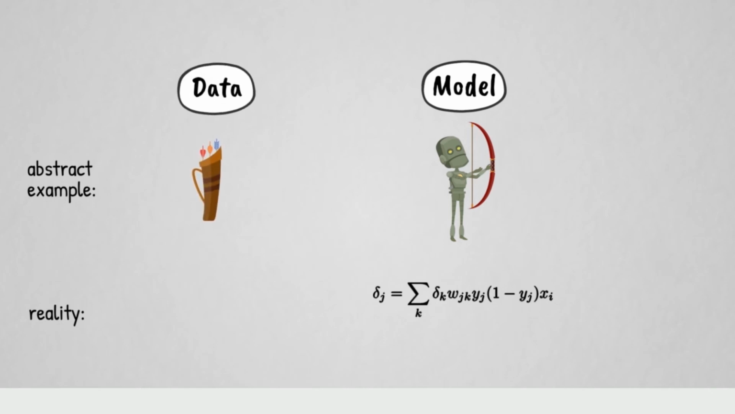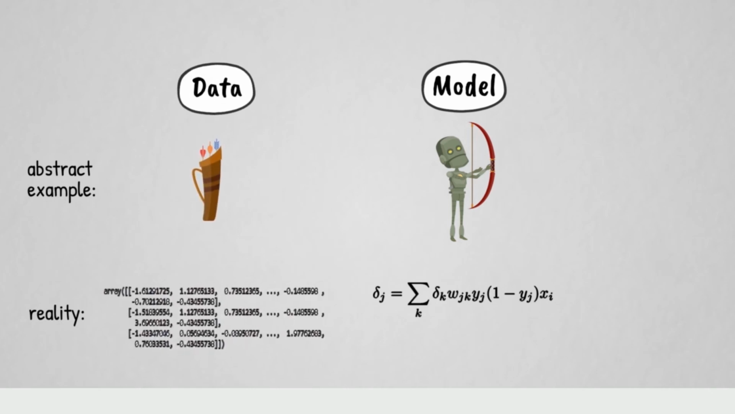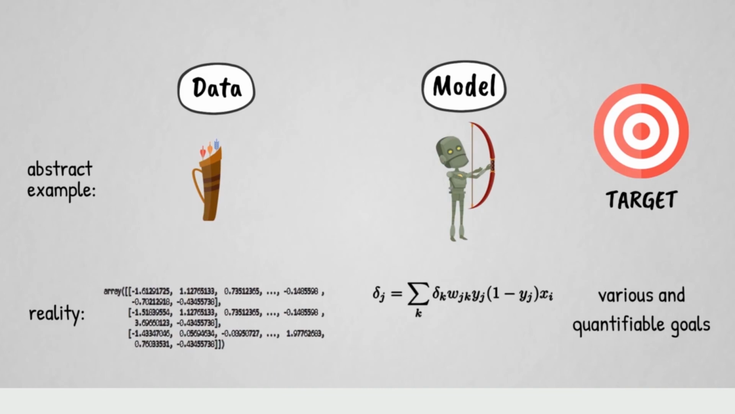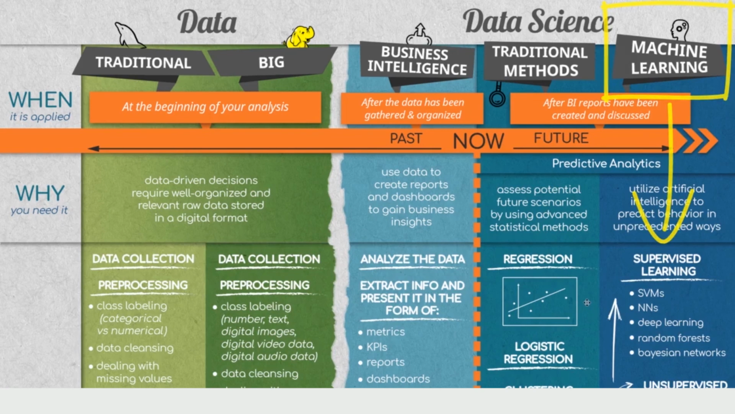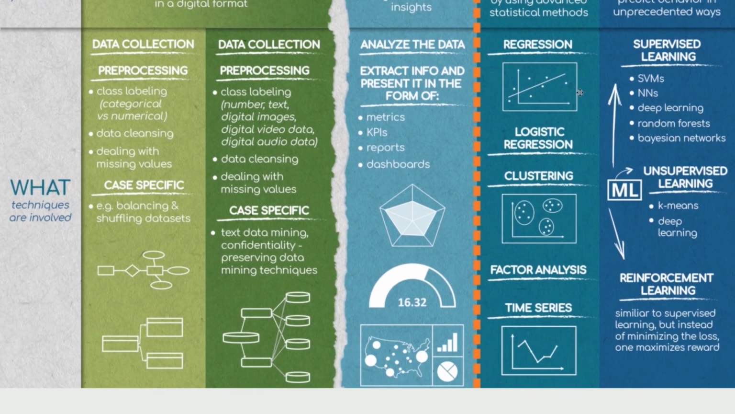In addition, don't forget the robot archer was an abstract depiction of what a machine learning model can do. In reality, there are robots, yes, but the model will be a highly complex mathematical formula. The arrows will be a data set, and the goals will be various and quantifiable. Here are the most notable approaches you will encounter when talking about machine learning.